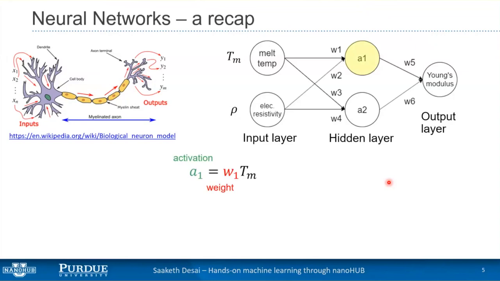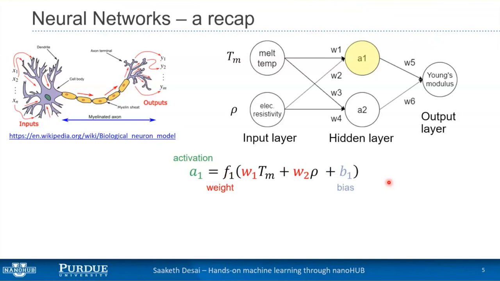So the weight W1 times the melting temperature Tm plus W2 times rho, the resistivity, plus a bias term B1. And at this point, if we were to stop here, a neural network would be perfectly capable of predicting linear combinations of your inputs. So you'd imagine that if I have an exponential function or a quadratic function, something that is beyond linear, a linear combination of the inputs might not be enough to capture that. So to capture that nonlinearity, we add something called an activation function.